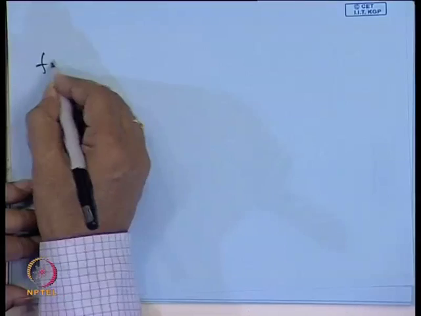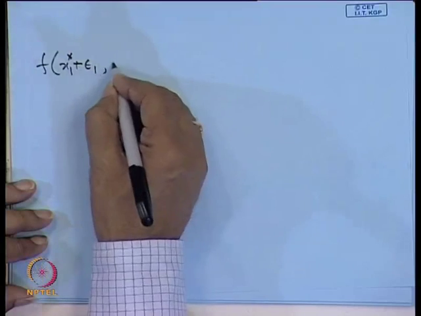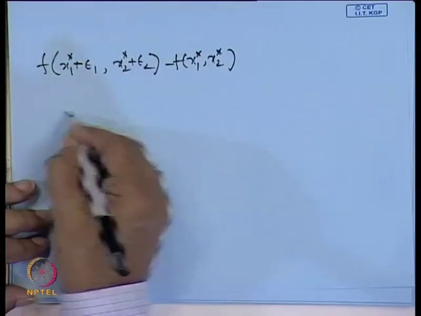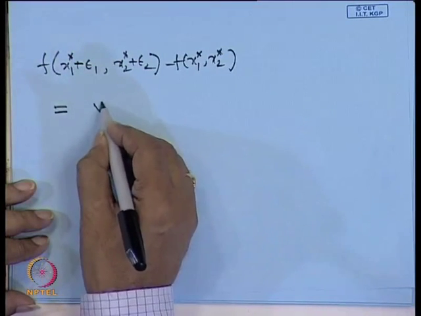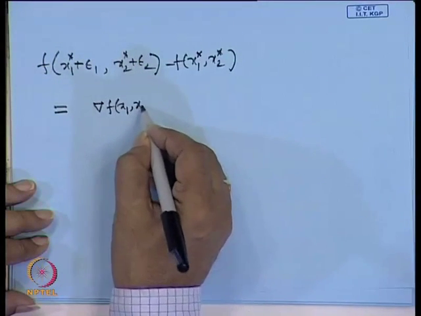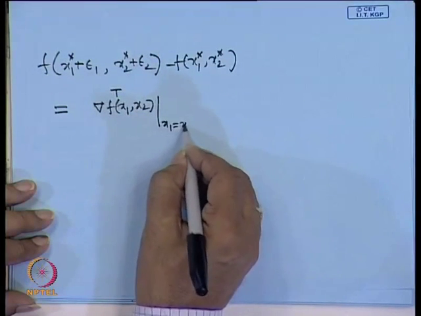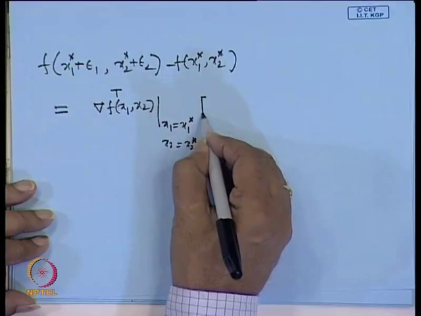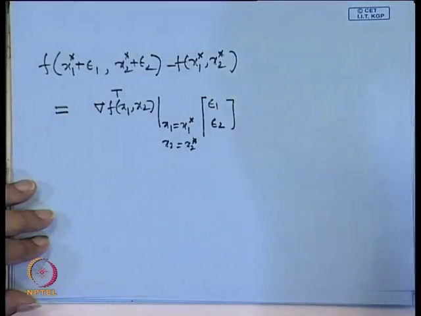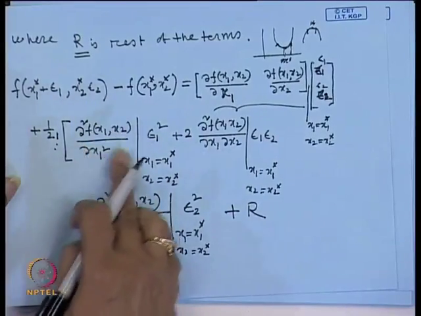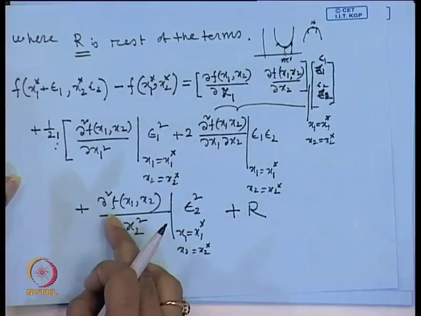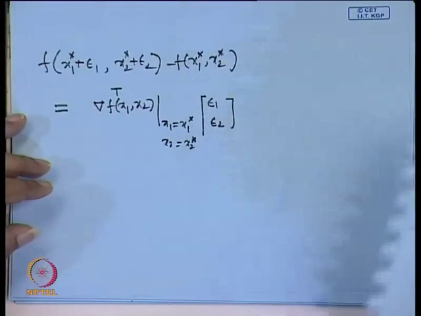Now I can write this into that form: f of x 1 star plus epsilon, x 2 star plus epsilon, minus f of x 1 star, x 2 star is equal to the gradient of f of x 1, x 2 transpose, at x 1 is equal to x 1 star, x 2 is equal to x 2 star, into epsilon 1, epsilon 2. See, this I have written as gradient transpose, epsilon 1, epsilon 2. And what can we write here? This is a scalar quantity. You can say A epsilon 1 square, 2 B epsilon 1 epsilon 2, C epsilon 2 square. So, it is a quadratic form.